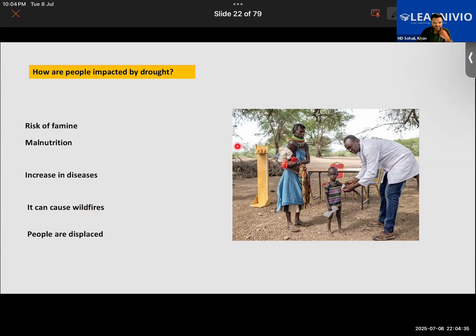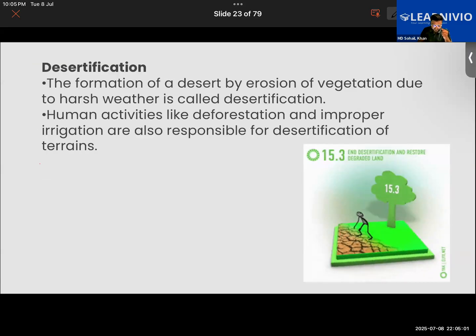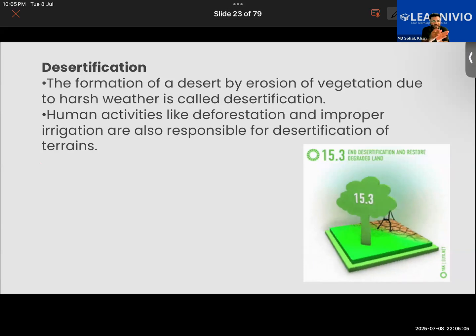Getting it? Suppose certain plants are there and those plants have gone dry. Sometimes they can catch fire if the temperature goes very high, and people will have to relocate to other places. They will move to bigger cities in search of better livelihood, in search of better opportunities. So people are even displaced because of drought. Hope that is clear. Okay, and you know that an area does not convert into desert overnight, right?